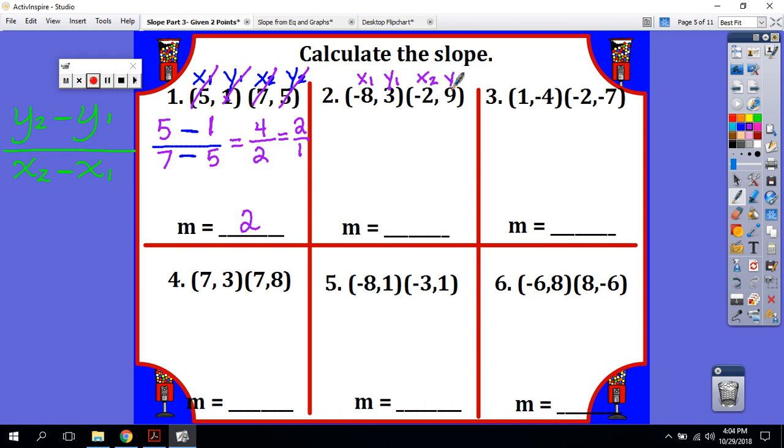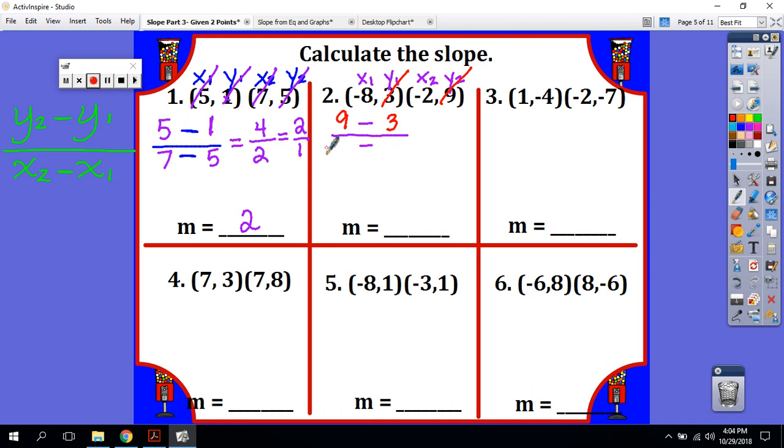x2, and this is our y2. We want our division bar and our minus signs. All right, our formula is y2. y2 is 9, so a 9 goes here. Minus y sub 1. y sub 1 is 3, so a 3 goes here.